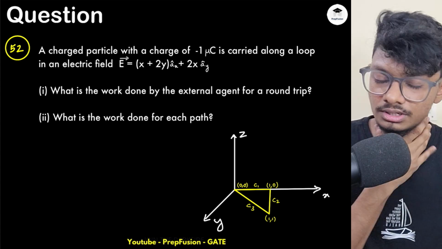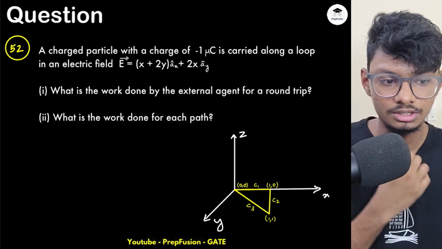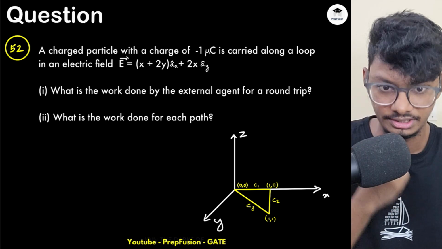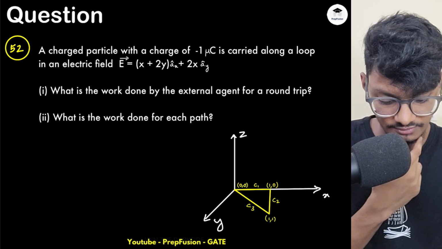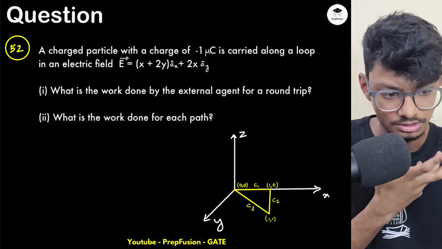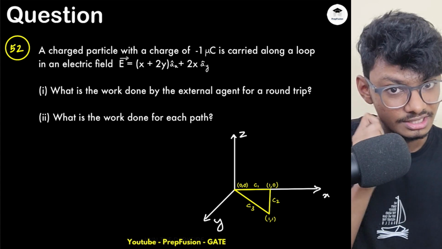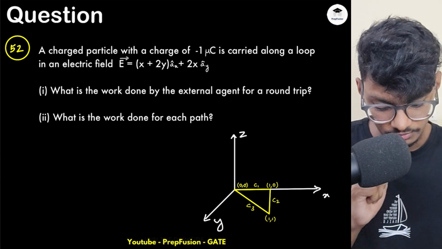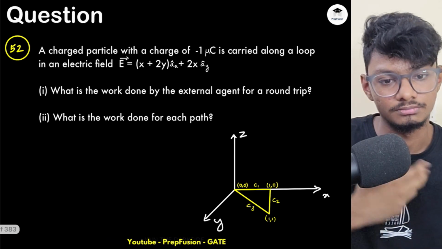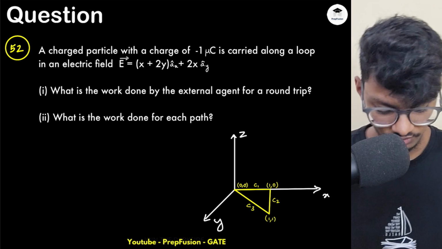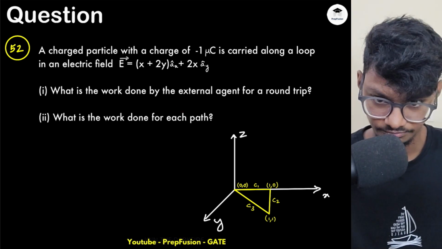How to check conservative nature? You can take the E rotational thing, the curl of E. If the electric field is irrotational, then obviously it is conservative. Now we'll check whether it is conservative or not. So we'll actually get to a conclusion from this question. So what is the work done by the external agent in the round trip?